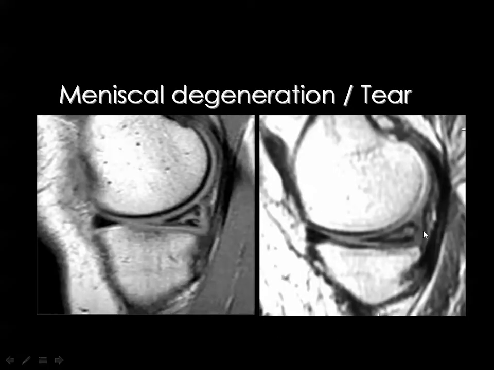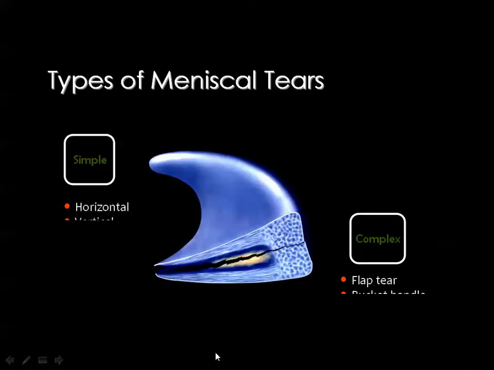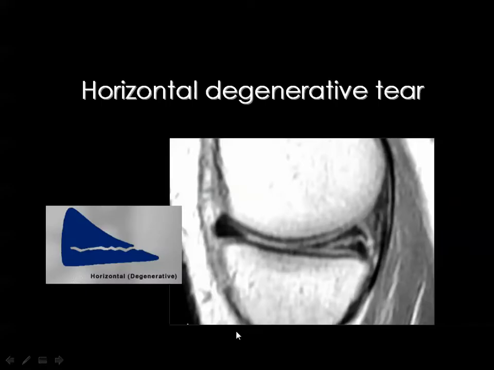Then look, this is meniscal degeneration, abnormality within the meniscus with intact superior and inferior articular surfaces. Then this is the tear, a line which is disrupting the inferior articular surface of the meniscus. Then you have the horizontal tear, the vertical tear, and the root tear. These are the simple tears in the meniscus. Then the complex tears will include the flap tear, the bucket handle tear, and the meniscocapsular separation.